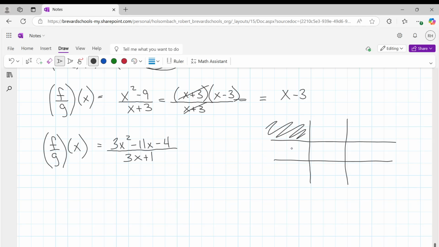Then in the left middle and the top middle slots go the factors of 3x squared. 3x squared only has 2 factors, 3x and x. Whatever this leading term is, these 2 factors need to multiply to the 3x squared. So 3x times x is 3x squared.